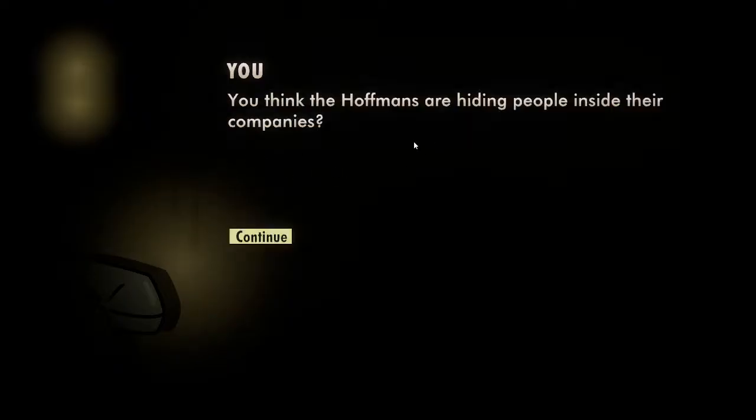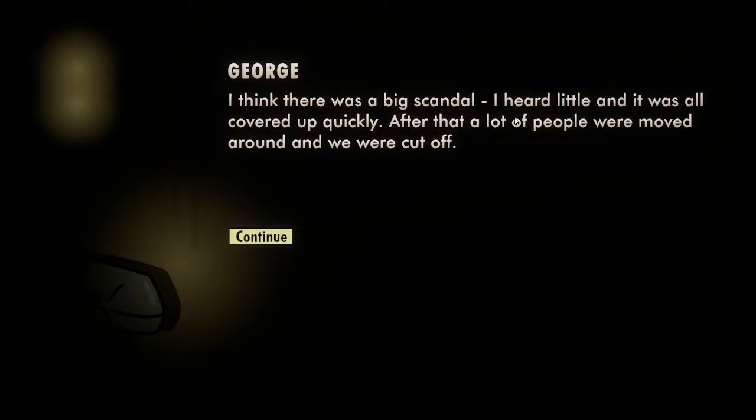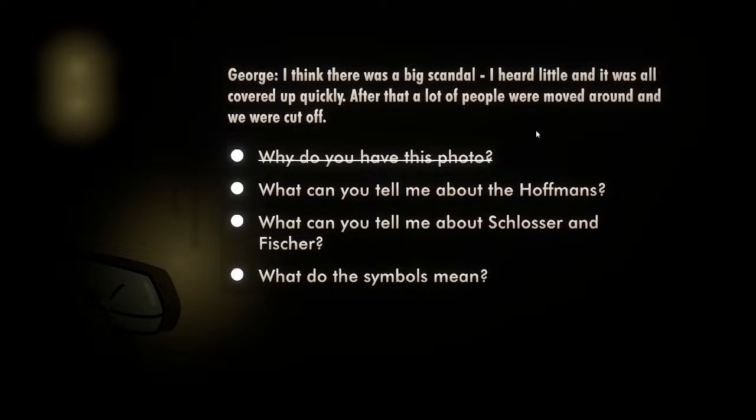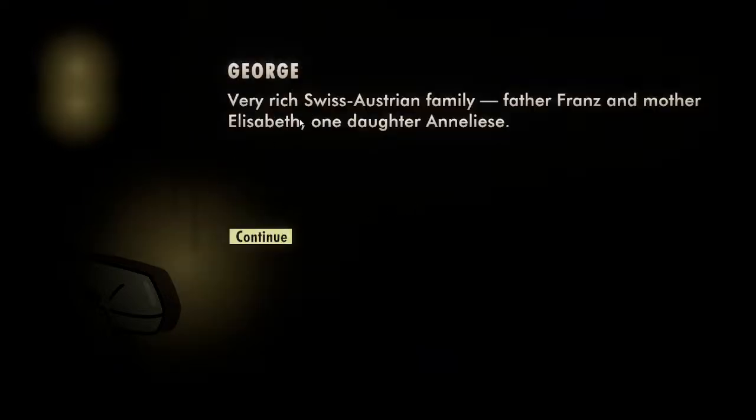You think the Hoffmans are hiding people inside their companies? Including family members? I do. That I couldn't say. What was the restructure about? I think there was a big scandal. I heard little, and it was all covered up quickly. After that, a lot of people were moved around, and we were cut off. What can you tell me about the Hoffmans? Very rich Swiss-Austrian family. Father Franz and mother Elizabeth. One daughter, Anneliese. What did you say they run?